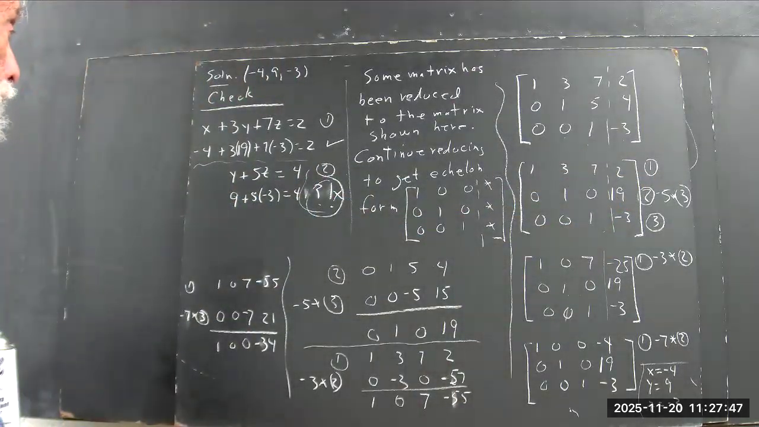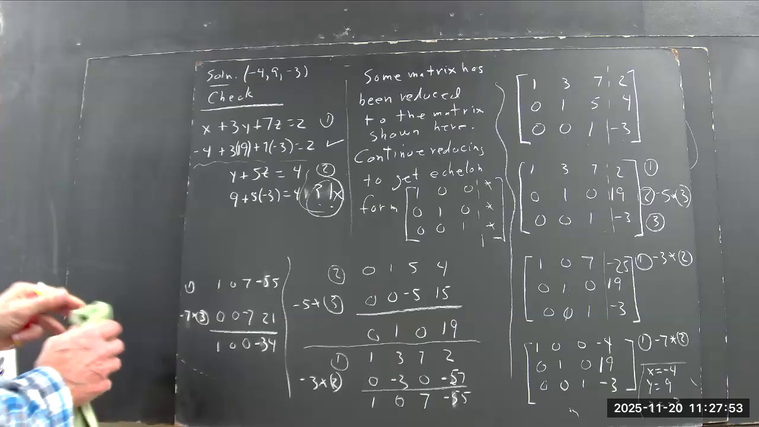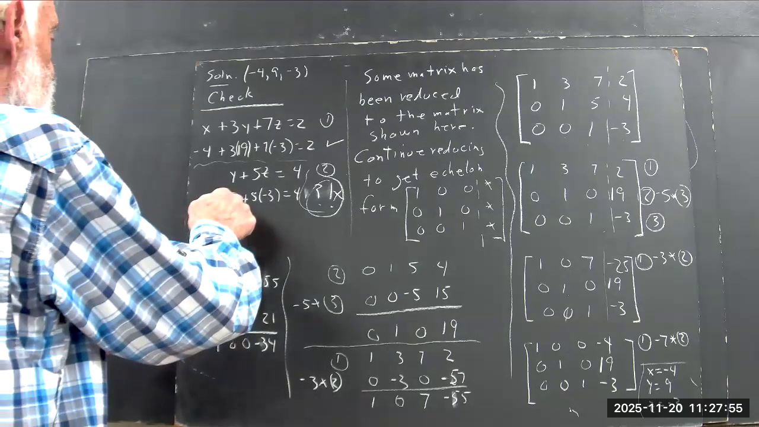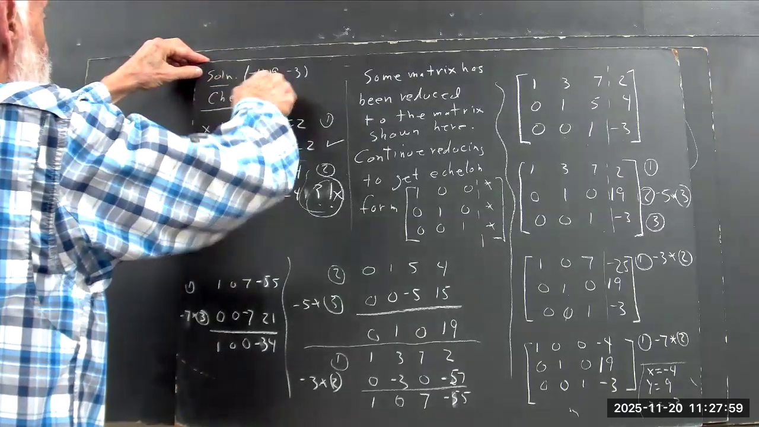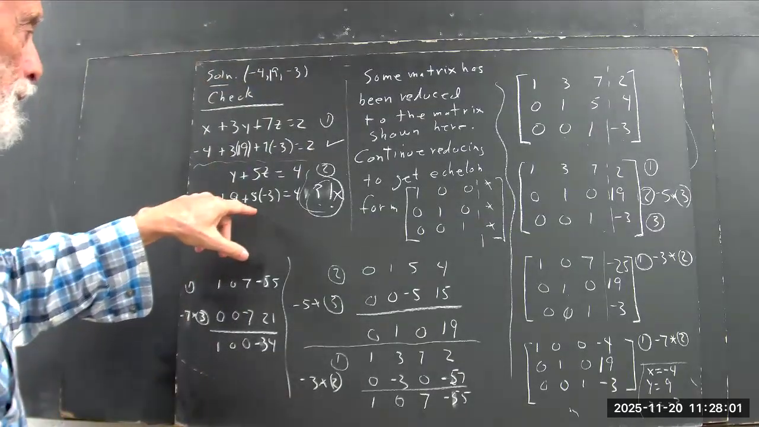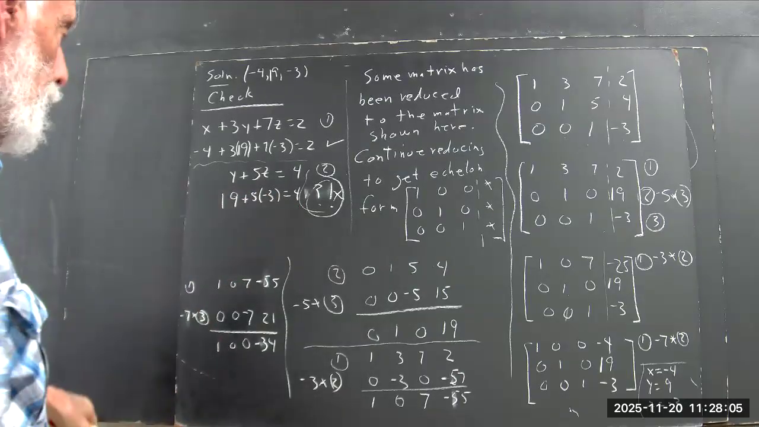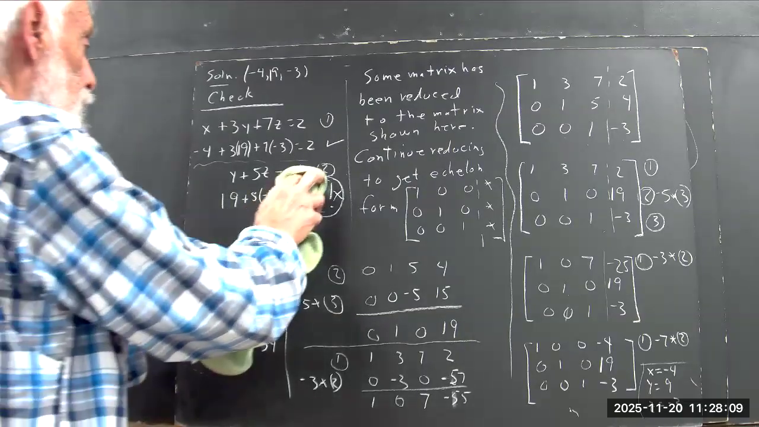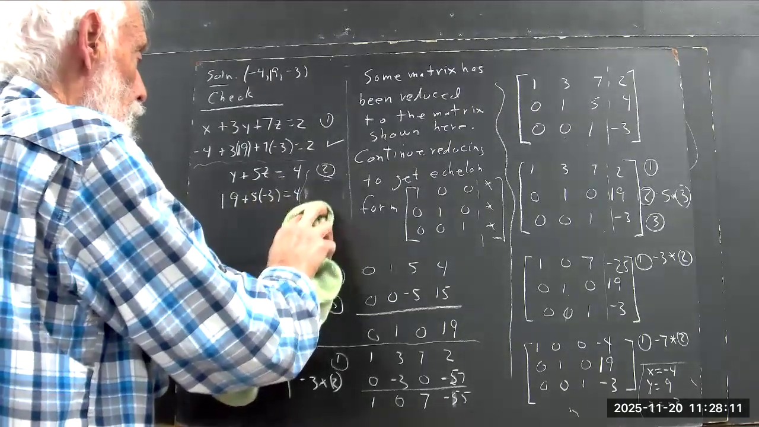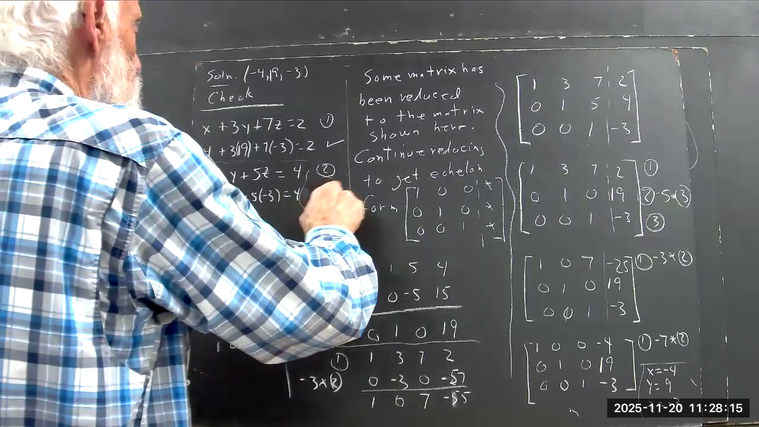Okay. So now let's try the second equation, which ought to be, y is now 19. 19 and 5 times negative 3 is negative 15 does give us 4. So I've got to erase all the bad words I put down here. And say, okay, that checks.